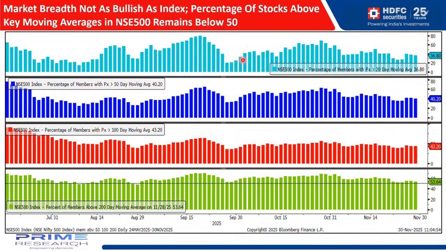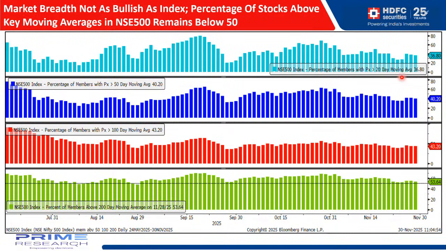Here we have taken the percentage of stocks above 20 DMA. The second line is showing the percentage of stocks above 50 DMA. This is the percentage of stocks above 100 DMA, and this is the percentage of stocks above 200 DMA. So here we can see only 36% of the stocks in NSE 500 are trading above the 200 DMA, and only 40% of stocks are trading above 100 DMA, 43% above 50 DMA, and 53% above 20 DMA.